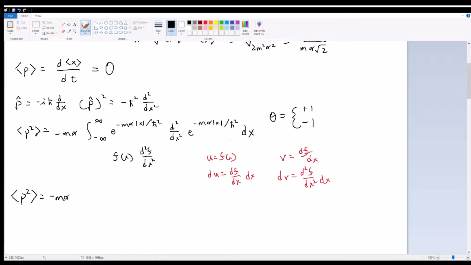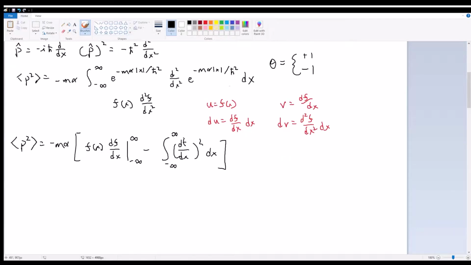So immediately from this, the expectation value of p squared is going to equal negative m alpha multiplied by, let's see, uv, which is going to be f of x df dx evaluated from negative infinity to positive infinity, minus the integral of v du, which is going to be df by dx squared from negative infinity to positive infinity dx. And what we see from here is that f of x is equal to e to the negative m alpha magnitude x over h bar squared. Regardless of whether x is negative or positive, the magnitude forces it to be positive. And at positive infinity, this is e to the negative infinity. Automatically, this boundary term just goes to 0 because f of x is equal to 0 at infinity and negative infinity.